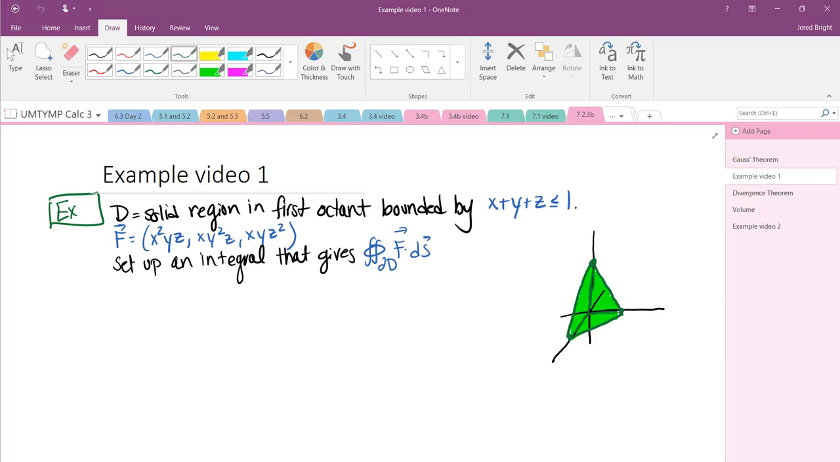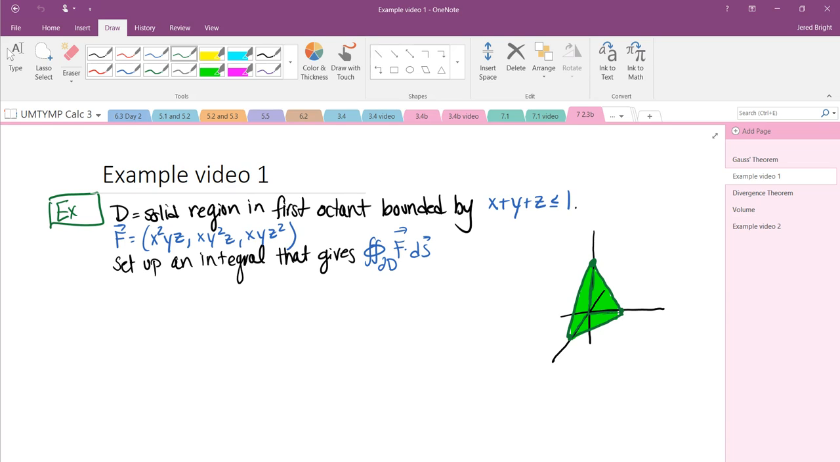In the last video, we introduced Gauss's theorem. Let's see if we can put it to use here in this example. I didn't feel like writing out the entire problem, so I gave you the sketch of the important pieces here. We have D as described, we have F as given, set up an integral that gives that. Well, again, if we want to use Gauss's theorem, we would need to check our criteria.